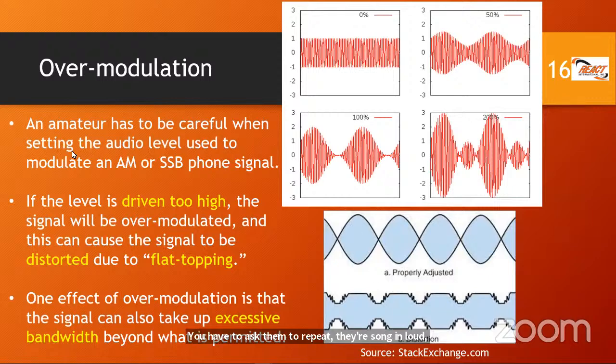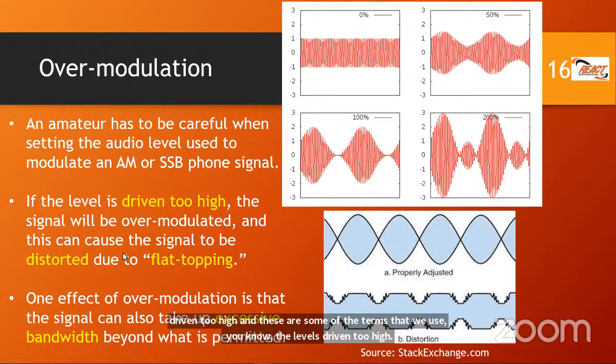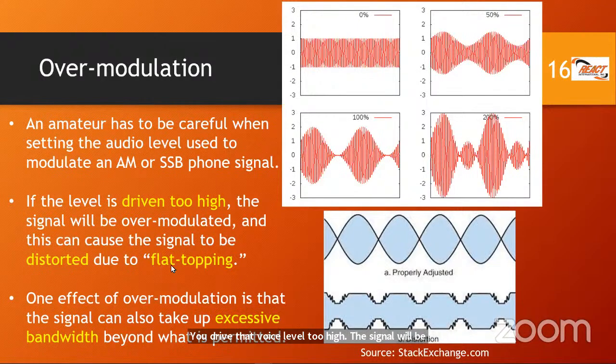So as amateur radio operators, we have to be careful when setting the audio level that's used to modulate an AM or SSB phone signal, or voice signal. Just be careful of the microphone gain setting on your radio. If you put it too high, speak too loudly, or speak too close to it, and unless there's some kind of automatic level controller for your voice, you may over-modulate and sound horrible. These are some of the terms we use: the level is driven too high. If you drive that voice level too high, the signal will be over-modulated, and this can cause the signal to be distorted due to flat topping.